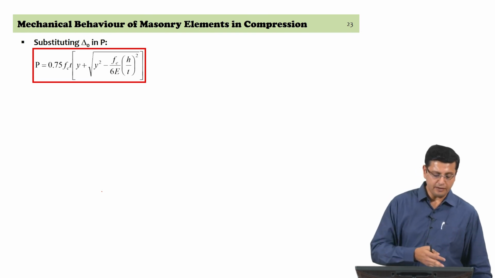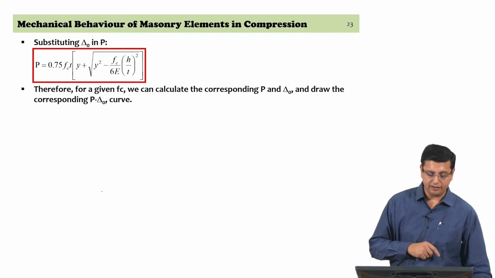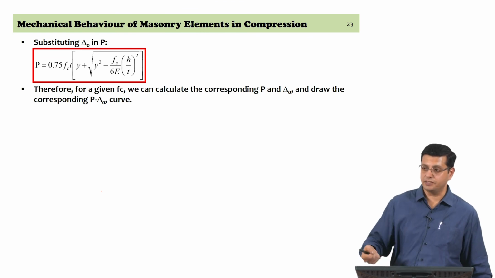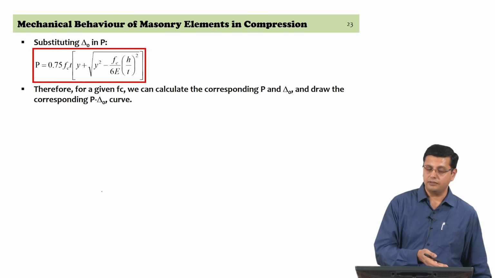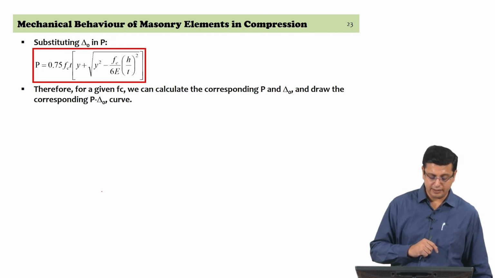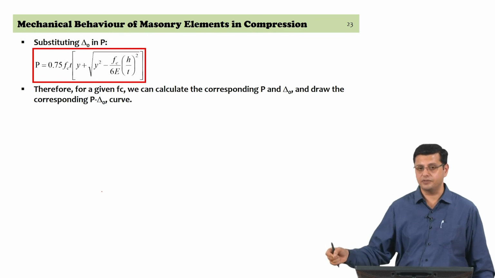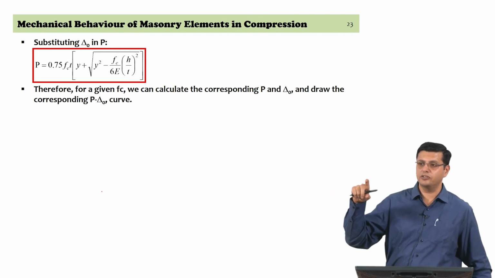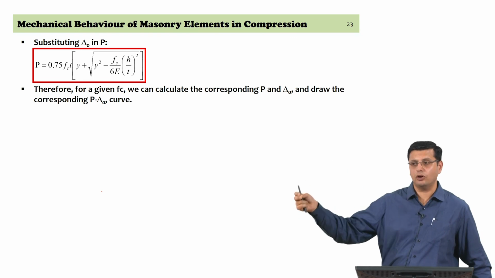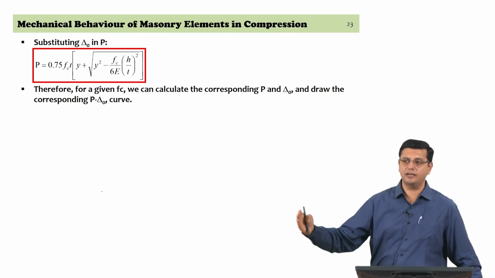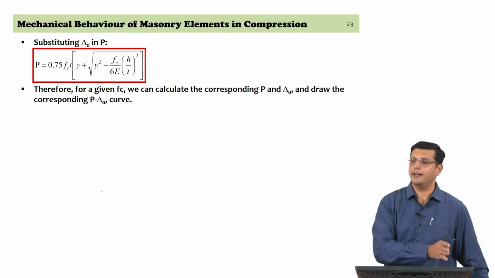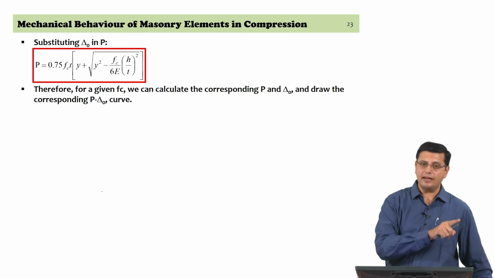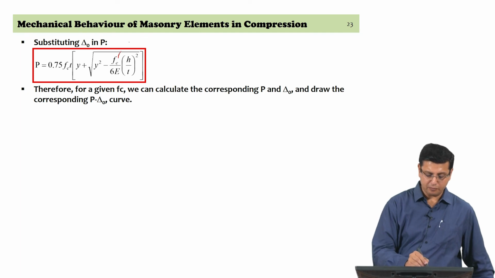If you substitute the expression for delta naught back into P, you get the expression for the force P as you see here. You see that this is an expression in Fc, which is the edge compressive stress, and the geometry of the wall, and it also has the modulus of elasticity. So, for a given value of edge compressive stress Fc, which is the stress at which the material is going to fail, if Fc is the compressive strength of the material, you can estimate what is the load that the wall can carry. So, the final expression has P as a function of Fc.